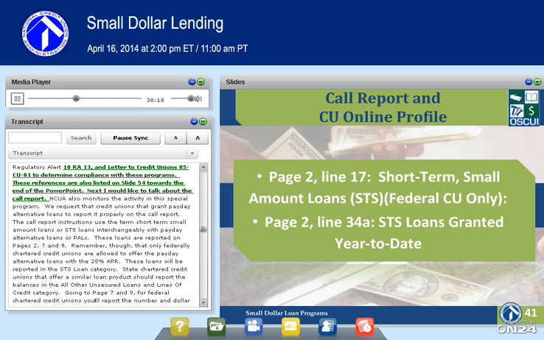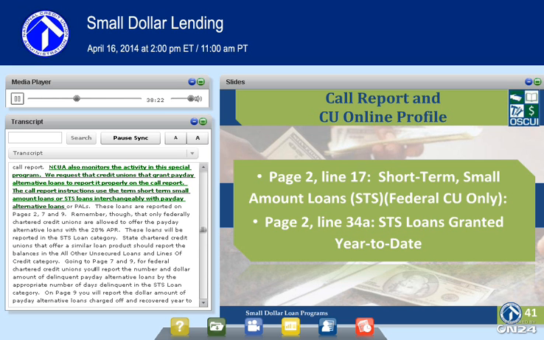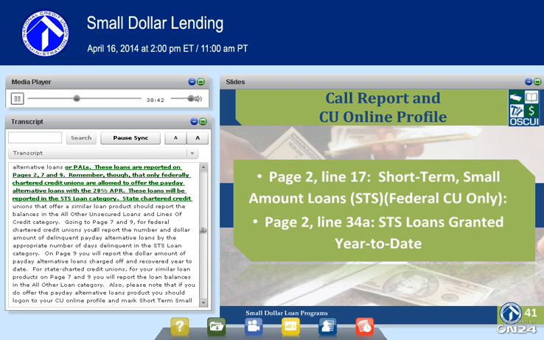Next, I would like to talk about the call report. NCUA also monitors the activity in this special program. We request that credit unions that grant payday alternative loans report it properly on the call report. The call report instructions use the term short-term small amount loans, or STS loans, interchangeably with payday alternative loans, or PALs. These loans are reported on pages 2, 7, and 9.